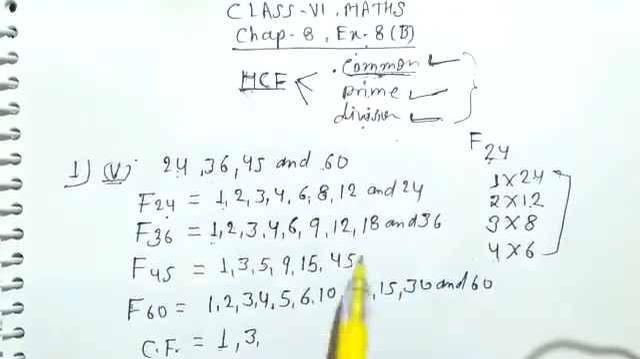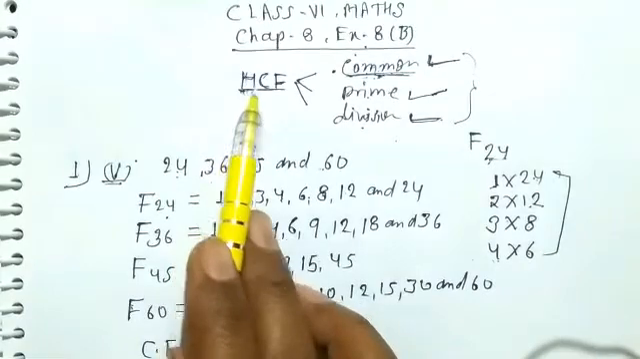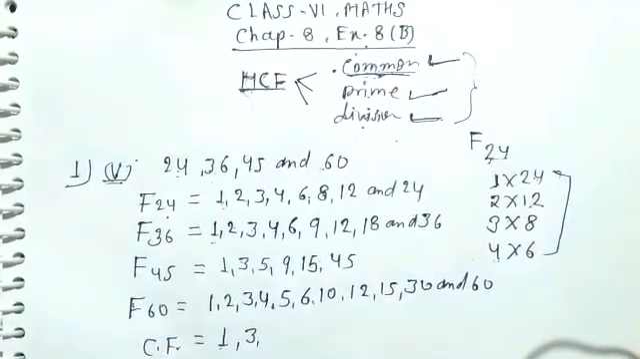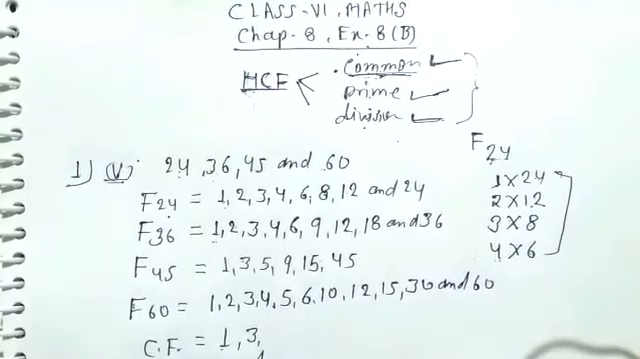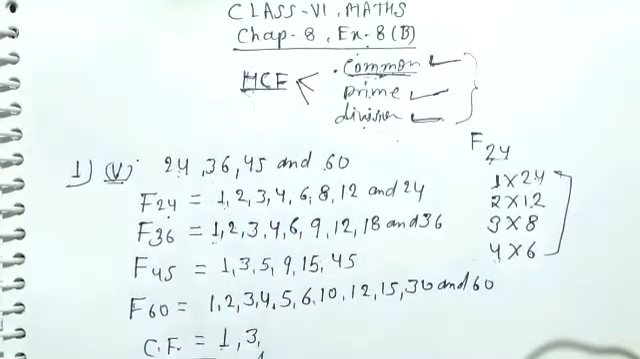Only two factors are common. Which is highest? Our question asks for the highest common factor. So the highest common factor is 3. This is the answer to this question. So the HCF of these numbers is 3 only.